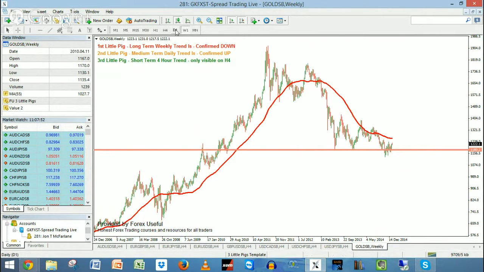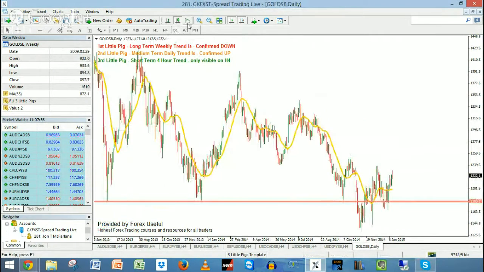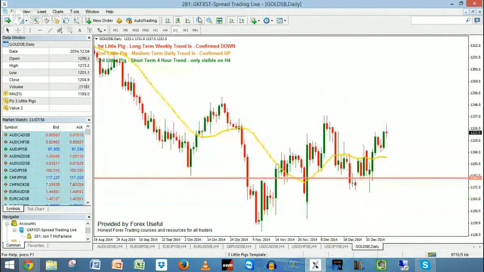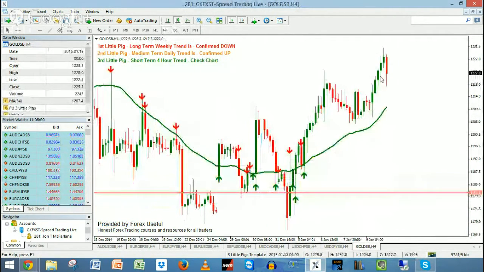So waiting for the weekly to come up here. The daily's already up, we can see. So we would be looking for long signals here if that weekly does confirm that 1200 level has held.